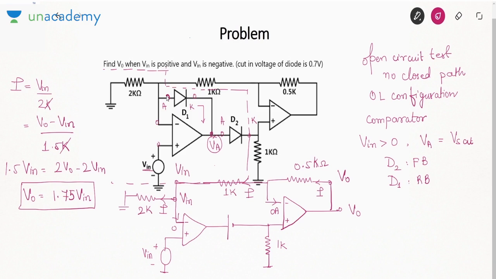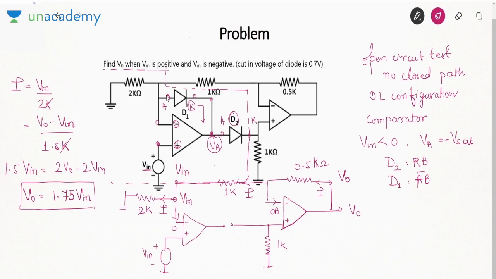Okay. Now see the opposite case, when Vin is less than 0. If you are applying negative voltage here, then positive terminal voltage is less than negative terminal voltage, VA will be minus VSAT. If it is minus VSAT, the anode of D2 is connected to negative voltage and cathode of D1 is connected to negative. If anode of D2 is negative, it will be reverse bias, and cathode of D1 is negative, it will be forward bias.